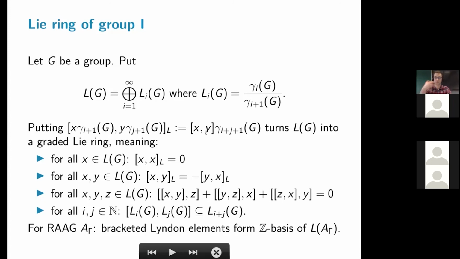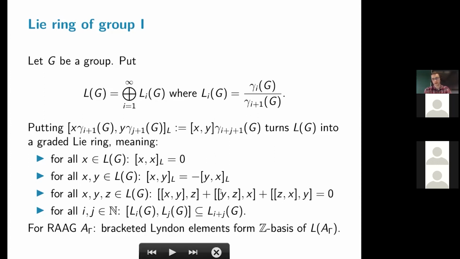So this defines a Lie bracket. And what do I mean by a Lie bracket? It has to be such that if you take the Lie bracket of an element with itself, it yields 0. It has to be antisymmetric in its arguments. So the Lie bracket of x and y is the same as minus the Lie bracket of y and x. It has to satisfy this identity, and this is called the Jacobi identity.